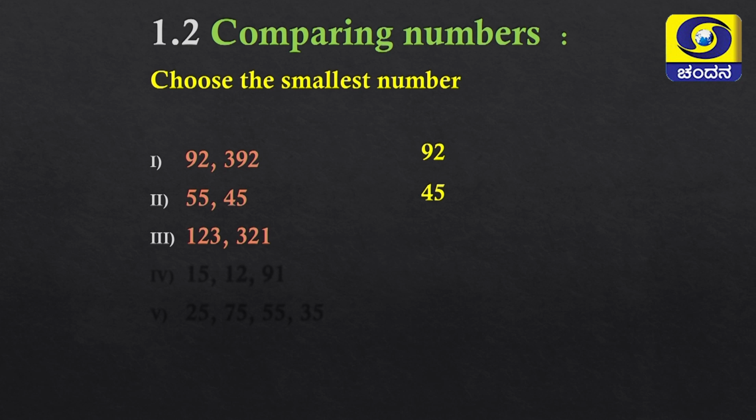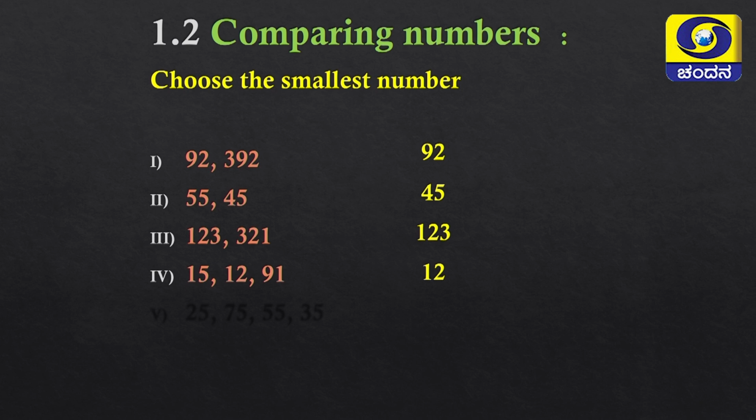We'll move on to the next one. Here, interesting numbers are there. It is 123 and 321. Among these two numbers, can you identify which one is the smallest? Yes, it is 123. Let's see the next example. I have given here three numbers: 15, 12 and 91. You have to identify which one is the smallest number. Yes, it is 12. Very good, students.